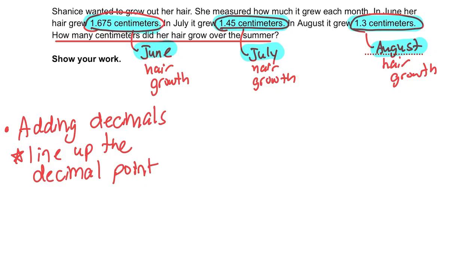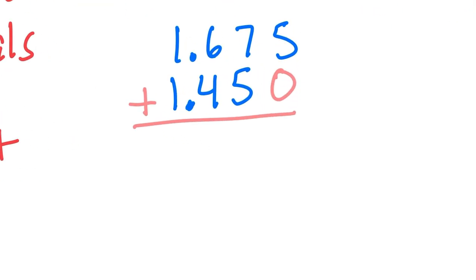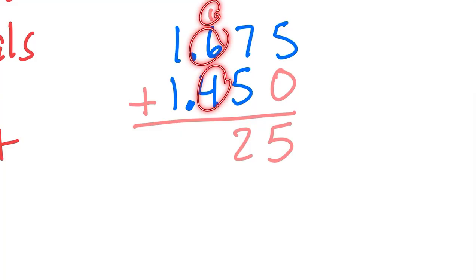So let's start by adding 1.675 plus 1.45, making sure that we line up the decimal points. Any blank spaces we can fill with a 0, and then we can add it. Let's zoom in to focus. So we've got 5 plus 0 is 5. We've got 7 plus 5, which is 12, and we'll carry the 1. We've got 6 plus 4, which is 10, plus this 1 is 11. We'll bring down a 1 and carry a 1. Don't forget to bring down the decimal point.